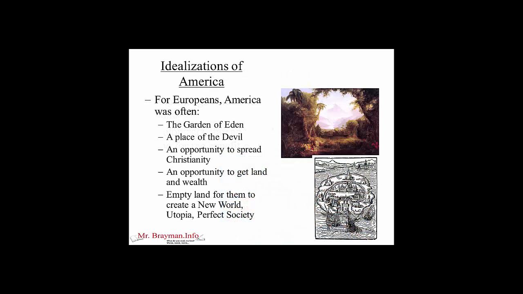And part of this comes out of the idealizations that Europeans had towards America. A lot of Europeans at this time period weren't very educated. They kind of didn't know where the New World was. It was just on the other side of the water over there. And they would often spin these very fanciful ideas about what America was. And this fits right into our course theme of what does it mean to be an American.